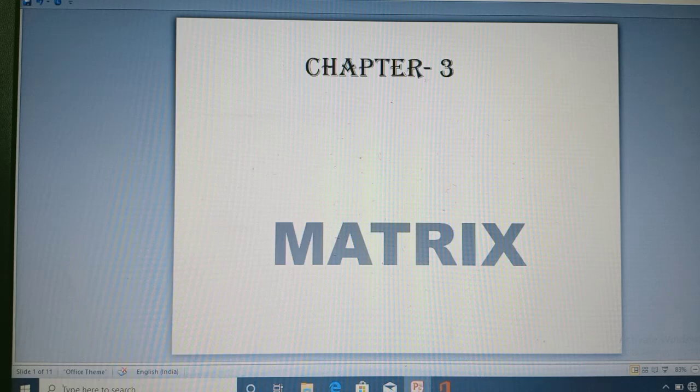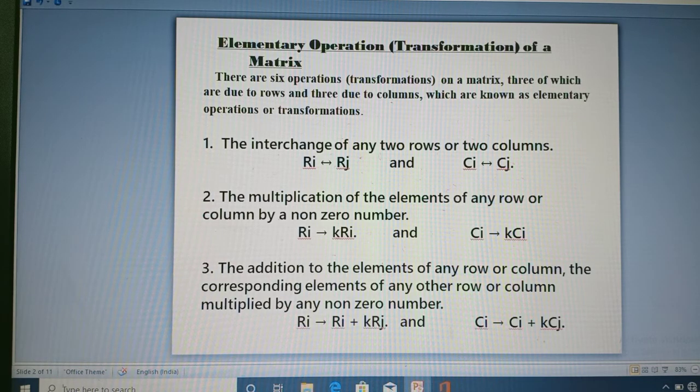So hello students, this is my third video lecture on chapter 3. The name of the chapter is Matrices, and here I am going to discuss elementary operations or transformations of a matrix. So students, first of all you should know how elementary operations of a matrix can be done.